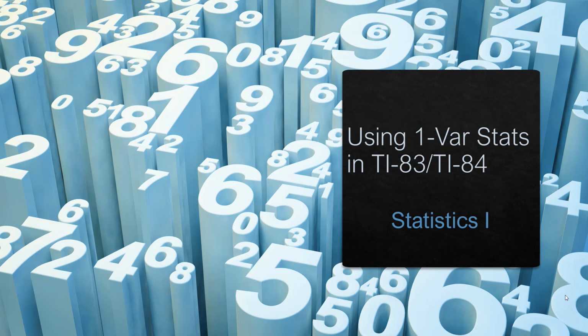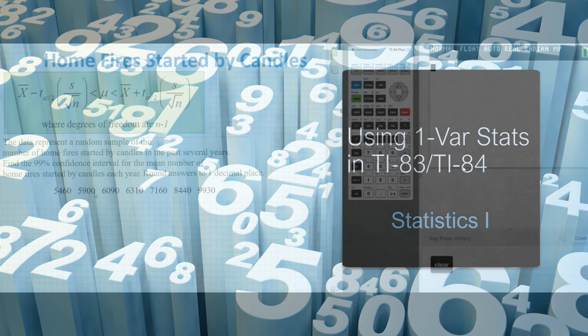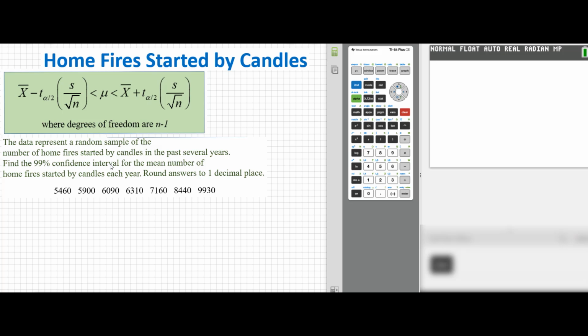In this video, I'll be showing you how to use the 1-Var Stats function in the TI-83 or TI-84 calculator. In order to find a confidence interval when you're given data rather than statistics, you need the sample mean and the sample standard deviation. I'll show you in a later video how to do this full problem. For now, I'll show you how to use the list function to calculate these two statistics.